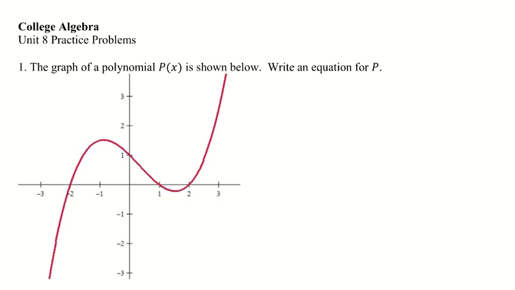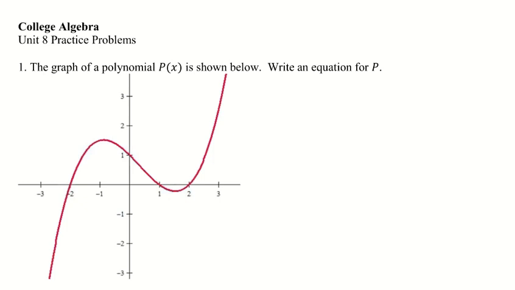Alright, in this video, I'm going to be going over some practice problems for the Unit 8 test in college algebra. These are some questions that are kind of like items on the test that are maybe a little different from how we worked them in class, or maybe they're a little more challenging. So we're going to start with this one where it says, here's the picture of a polynomial, write an equation for the polynomial.